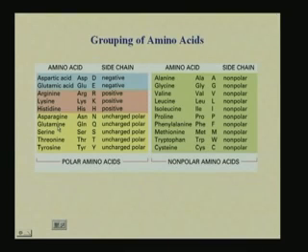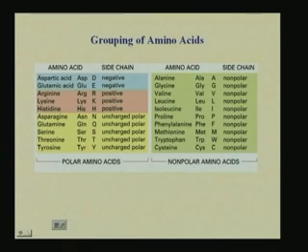Okay? We will see why that occurs in a few slides from now. So the ones that are definitely negative are aspartic acid and glutamic acid. The ones that are definitely positive are arginine and lysine. Okay? We also see histidine in this particular grouping of amino acids.